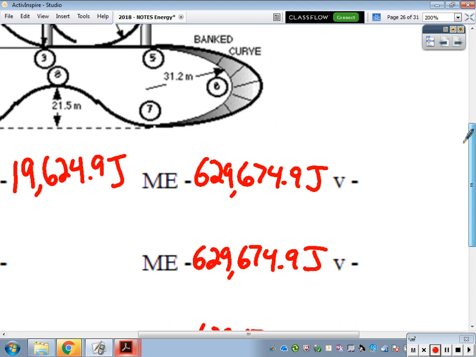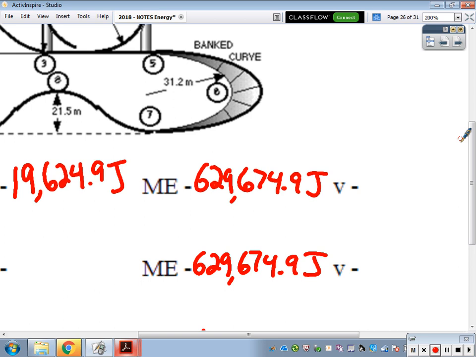Okay, and then back up to our velocity. Should we use our kinetic energy, reverse engineer what it is? No, why not? It's a given in the problem. And what is it? 8.86 meters per second. Life is good when we're given that in the problem itself.